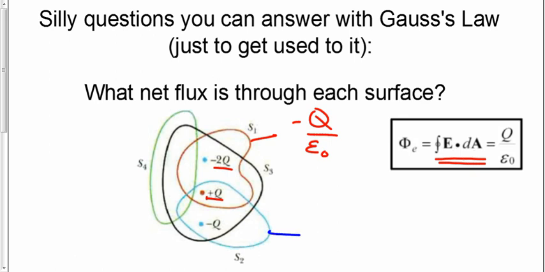Surface 2 encloses a plus q and a minus q. Well, what does that give you for a net? Well, those just cancel out and you get 0. So the net flux through surface 2 is 0.